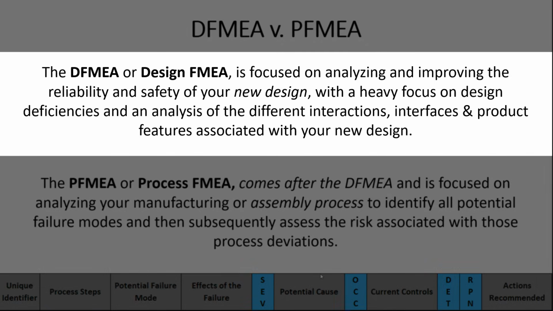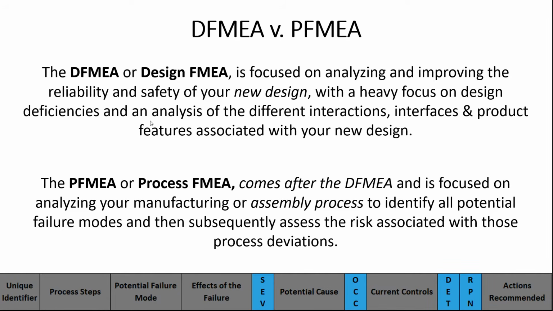All right, and then the DFMEA and the PFMEA. So obviously the design FMEA is focused on analyzing new designs, right? That's obviously in the title of the name. And the focus here is on design deficiencies that basically focus on interactions, interfaces, and product features. That's a big one associated with your new design. Part of the design process is identifying product features that directly impact product functionality.